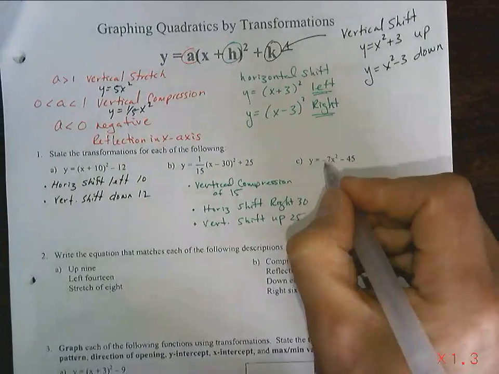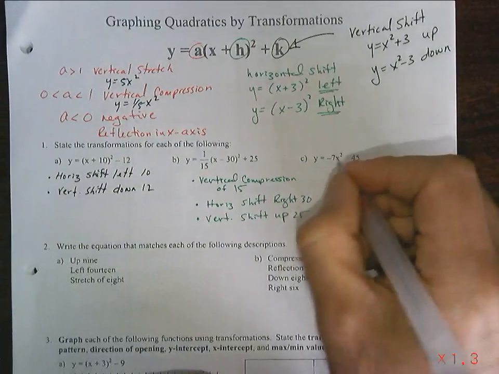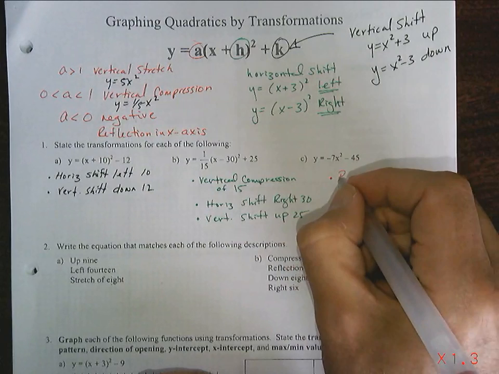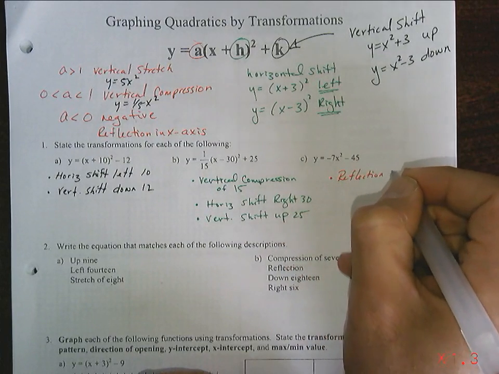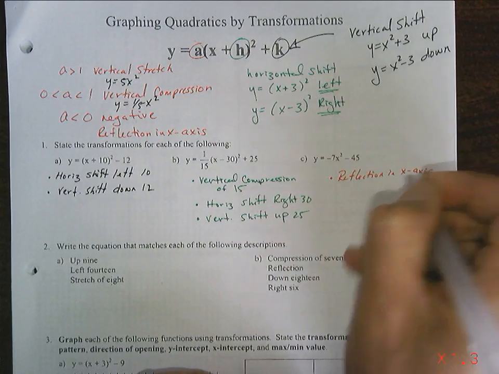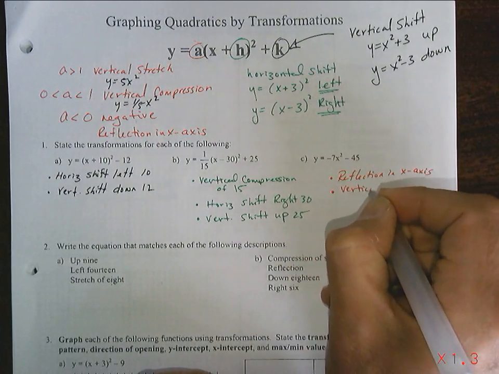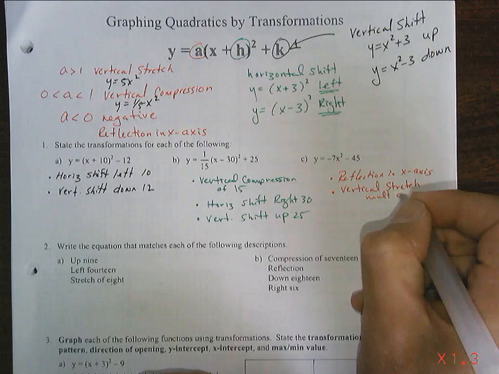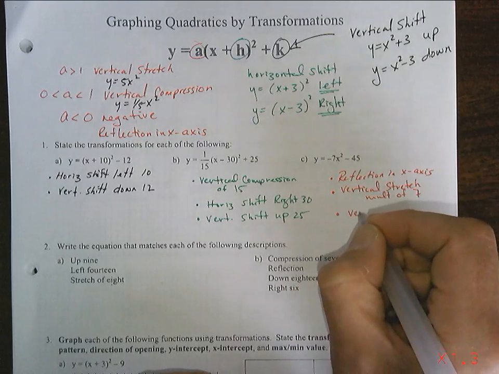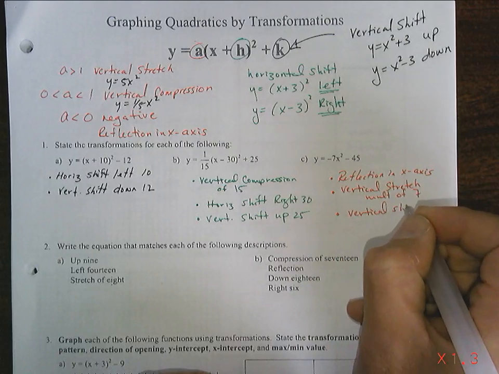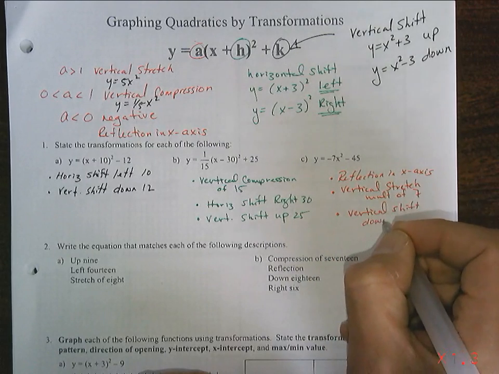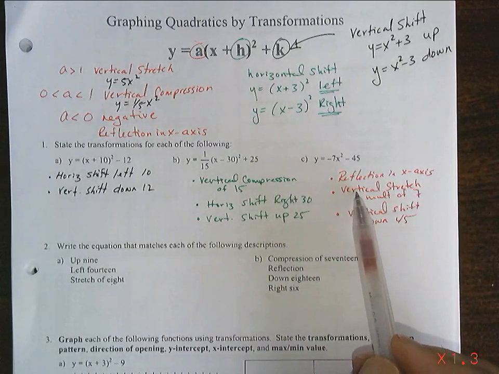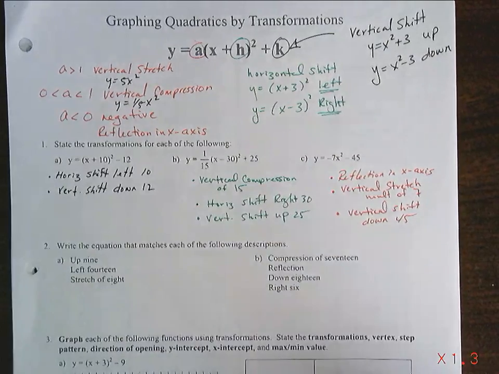And the last one, I've got 3 transformations again. The first one I see is the negative. So if you really want to, you can say it's got a reflection in x-axis. You can say that it has a vertical stretch by a multiple of 7. And you can say that it has a vertical shift down 45. The order matters here, people. Notice I'm doing the reflections and the stretches and compressions before the shifts. Has to be in that order.